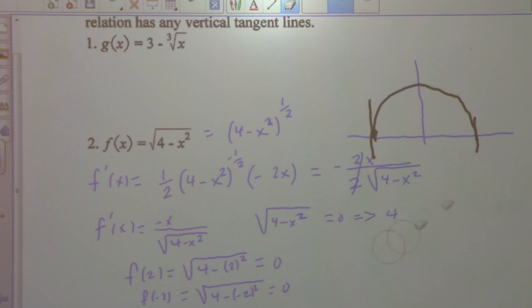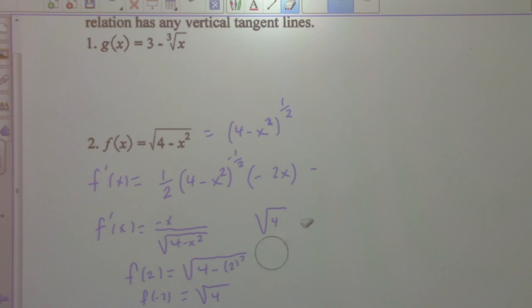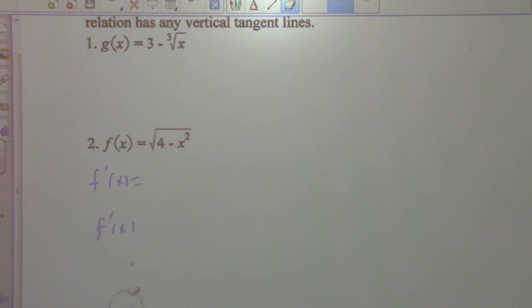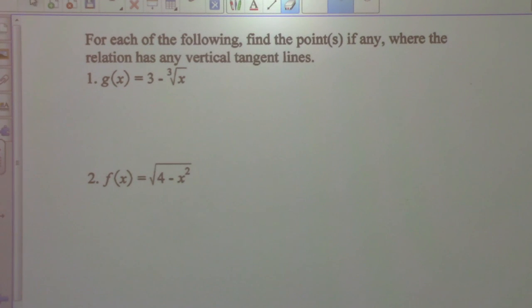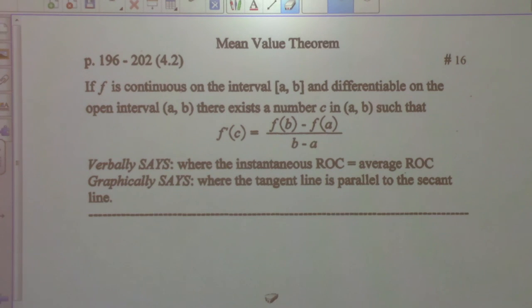Now we have a little bit of class time left, so I want to mention briefly, we're going to come back in full force on this tomorrow, I believe, note card 16, which is the mean value theorem. And the mean value theorem is the second of our major theorems.